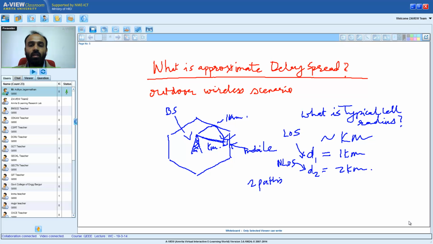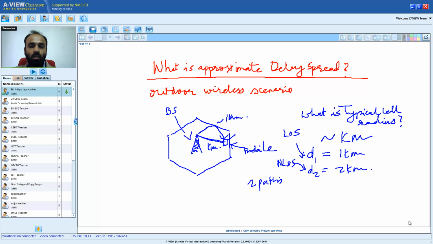Therefore, can someone tell me what is the approximate delay spread in this scenario? Now, the delay spread is basically the difference in the propagation time, right?